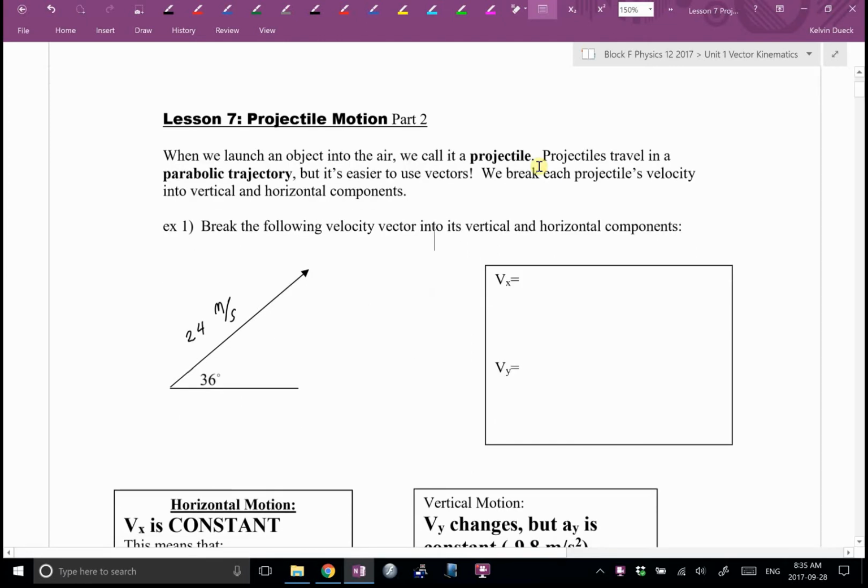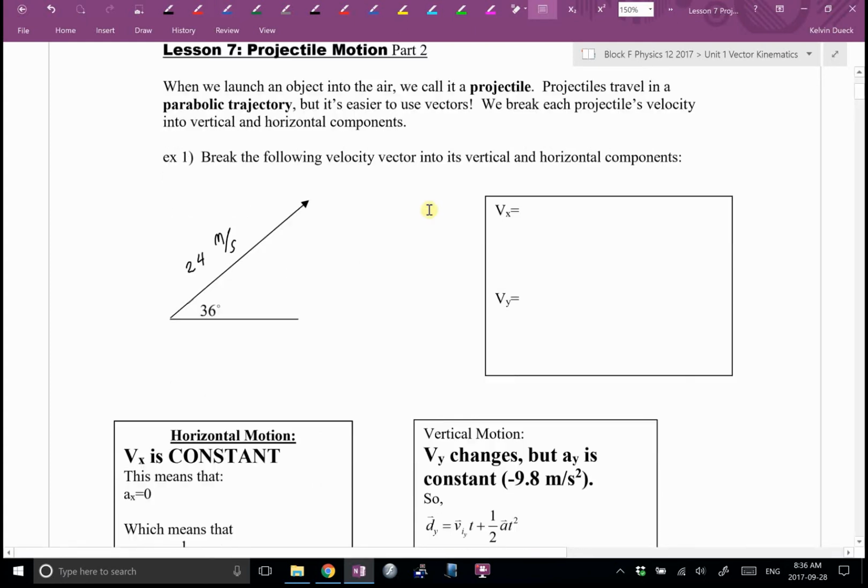Some obvious stuff. When we launch an object into the air, we call it a projectile. Projectiles travel in a parabola, but analyzing that is tricky. It's much easier to use vectors. We're going to break each projectile's velocity into horizontal and vertical components. That's the t-table. If there's an angle, this is a job for components, but if there's a projectile also, I got to be honest, this is a job for components, but we'll just say do it a t-table.